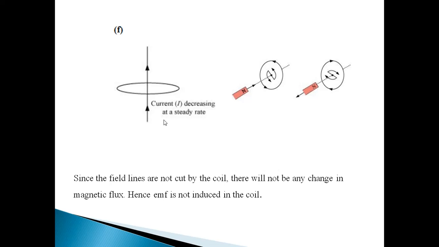Here we have a current I decreasing at a steady rate, and the coil is placed in a perpendicular plane. You know, for a straight wire, the magnetic field will be along concentric circles in a perpendicular plane. So the field lines here are not cut by the coil, and there will not be any change in magnetic flux. So no EMF will be induced in the coil.